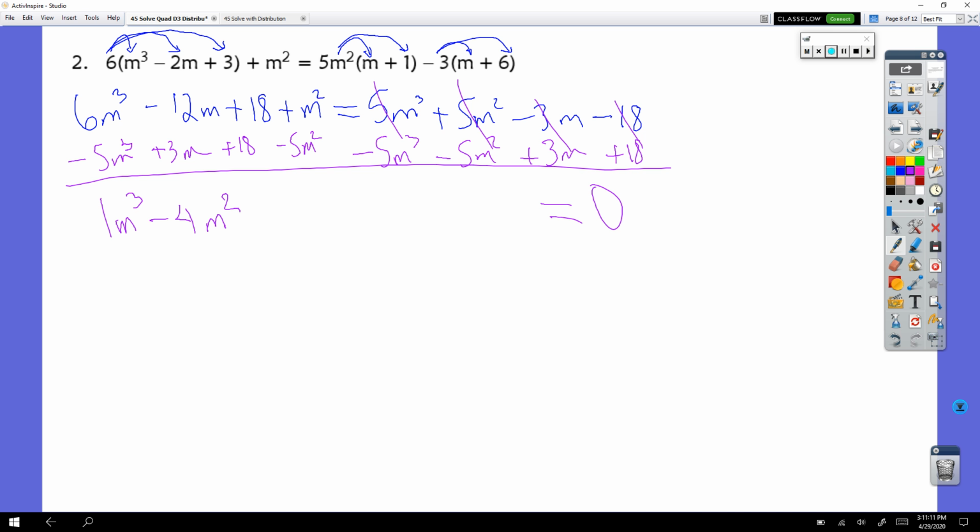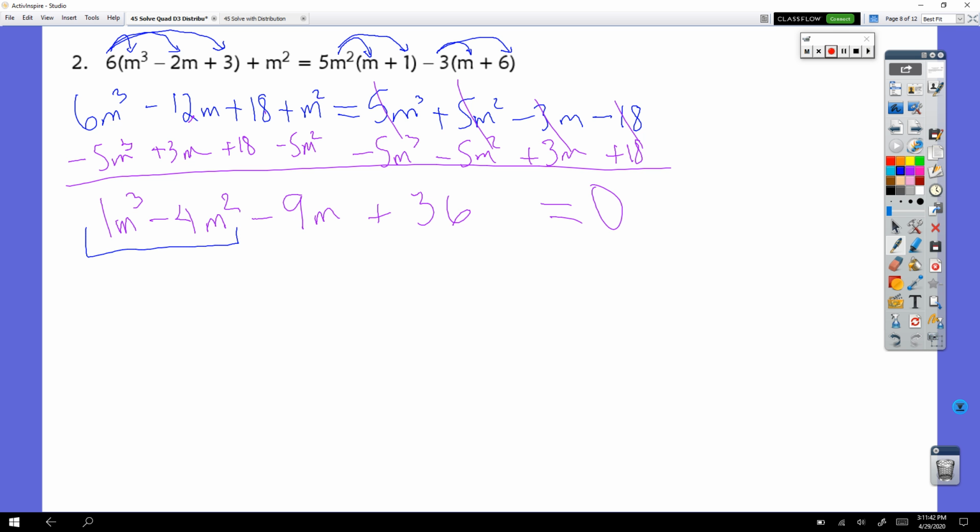Now I'm going to do the term that has the plain variable, so I'm going to be doing negative 12m plus 3m. That's negative 9m. And lastly, I'm going to do the constant, so I'm going to be thinking 18 plus 18. That is a positive 36. So I've got 4 terms. 4 terms means grouping when I'm doing my factoring. So I'm going to look for some grouping.